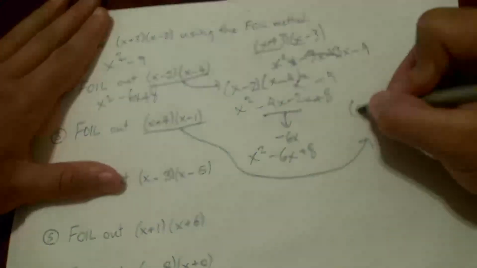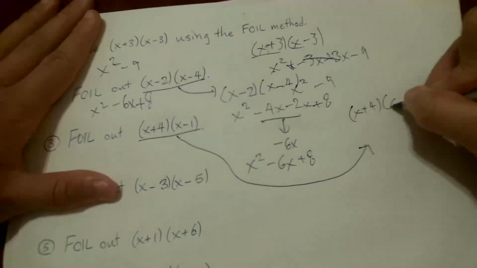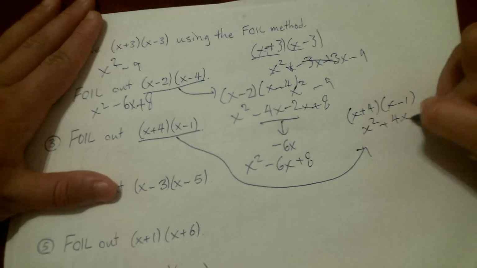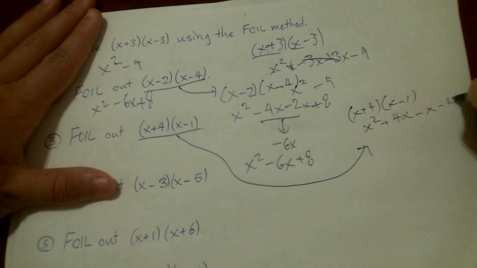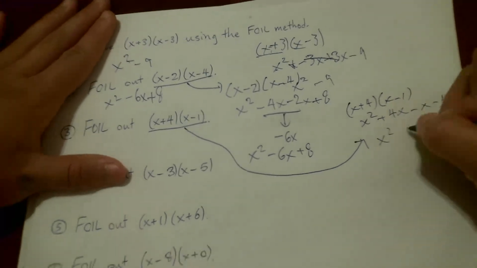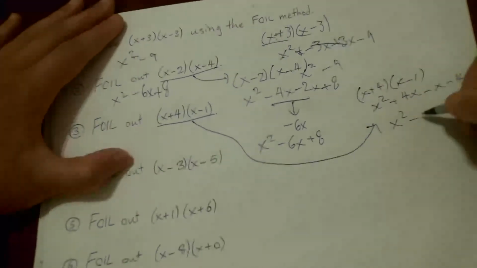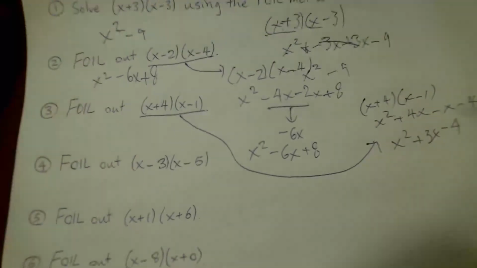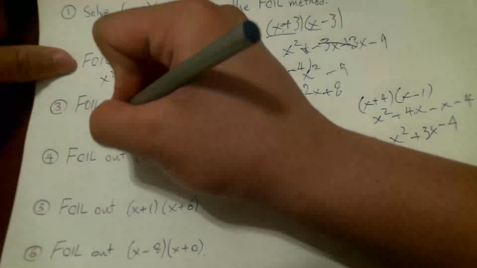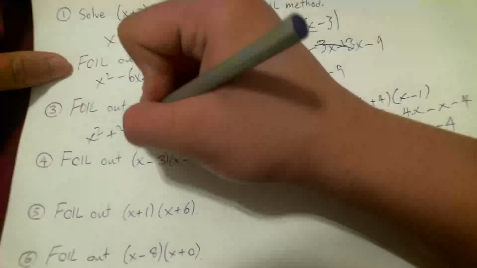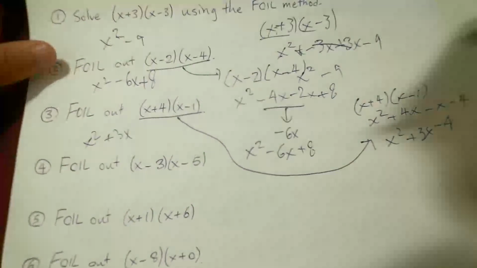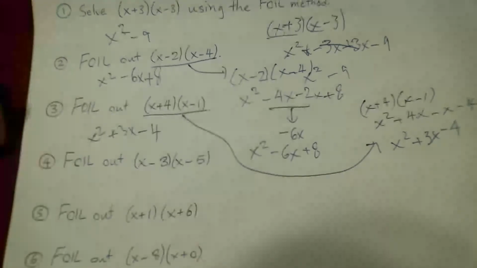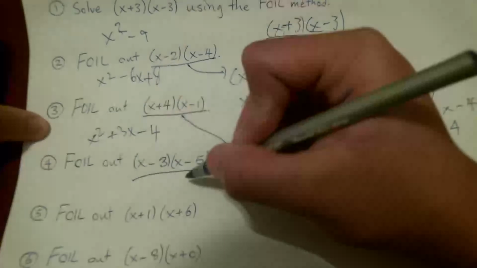Alright, so this one, x plus 4, x minus 1, is x squared plus 4x minus 4. This one is x squared, and then we would have to simplify this, which is plus 3x minus 4. So that one would be our final answer: x squared plus 3x minus 4. So now we have to do the fourth one, which asks to FOIL out x minus 3 times x minus 5.